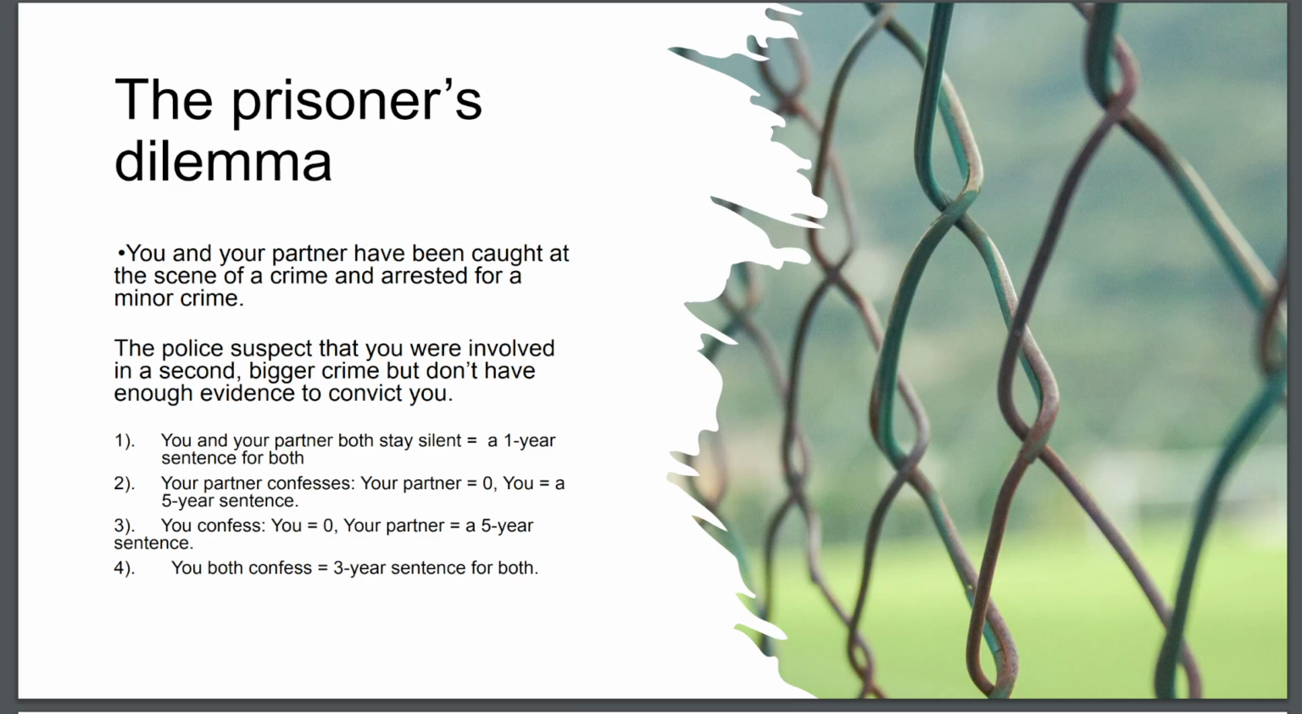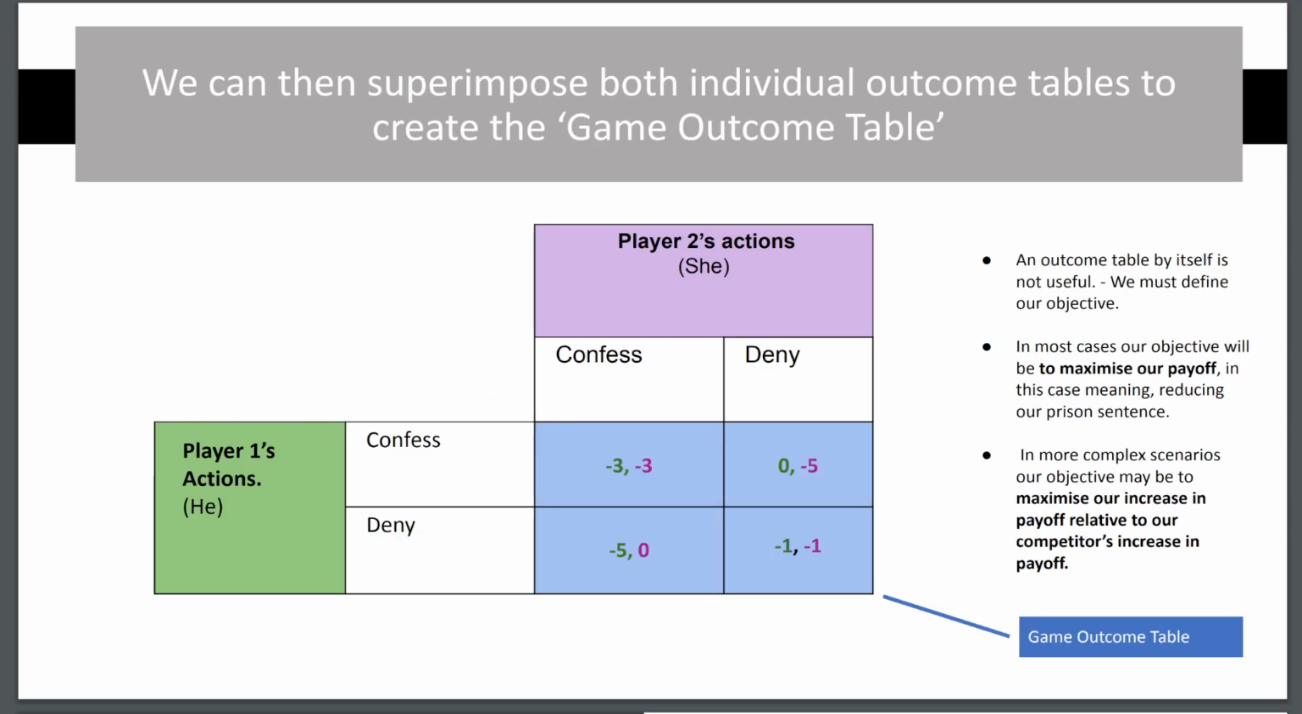Let's see how this plays out mathematically. Here, we visualize the possible outcomes in a game outcome table. Each cell shows the penalties for both players based on their choices. For example, if both confess, each receives a -3 payoff, representing a 3-year sentence. If player 1 confesses while player 2 denies, player 1 gets a 0 payoff, freedom, and player 2 gets a -5 payoff, a 5-year sentence.